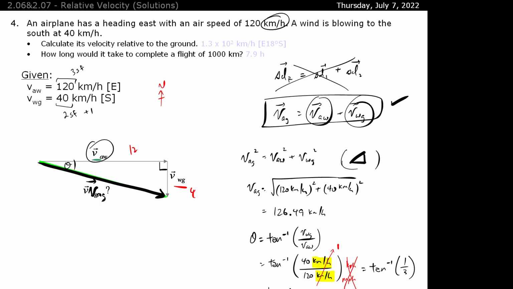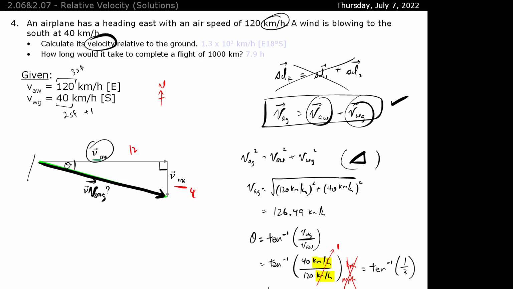Since all we're concerned about is the velocity, which is a vector, your velocity of A relative to the ground as a vector is equal to, at 2 sig fig, 1.3 times 10 to the 2 kilometers per hour, and from the east, 2 sig fig is 18 degrees towards the south. There it is for part A.